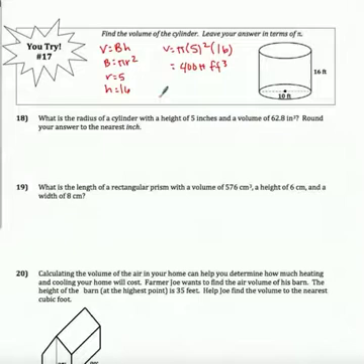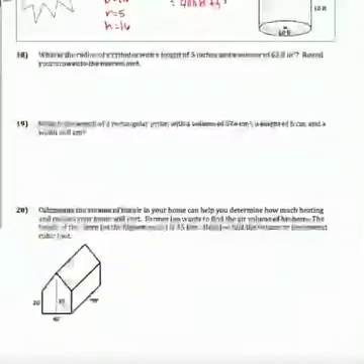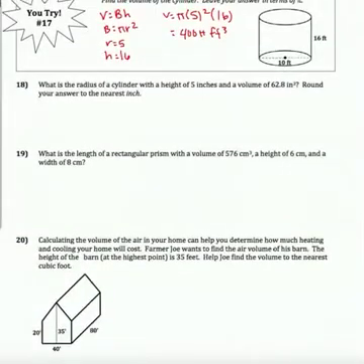All right, on numbers 18 through 20, we are going to be using our formulas to try to help us find out other information that they don't give us. So on number 18, it says, what is the radius of a cylinder with a height of 5 inches and a volume of 62.8 inches cubed? Round your answer to the nearest inch.